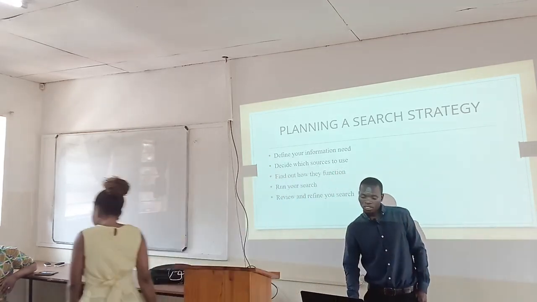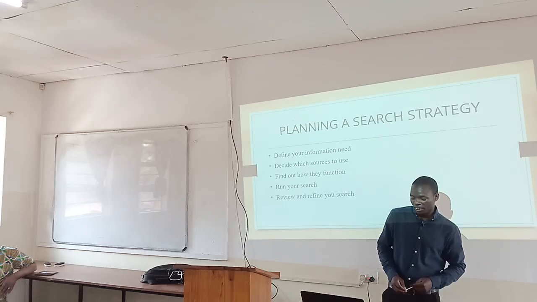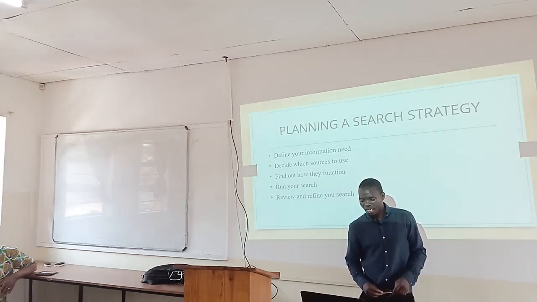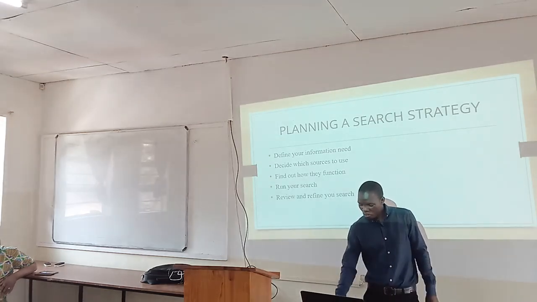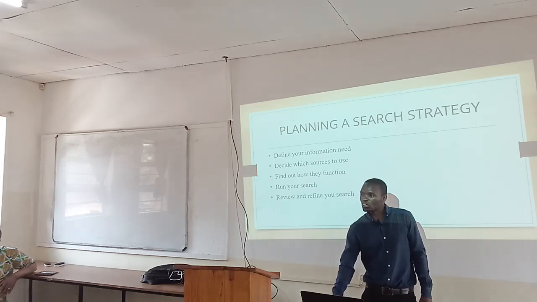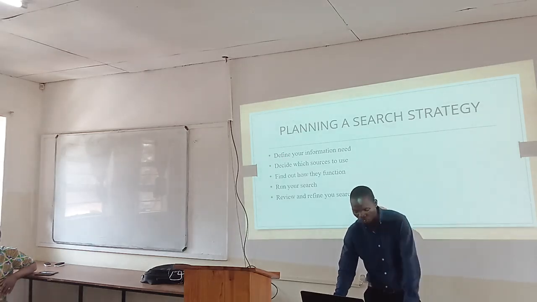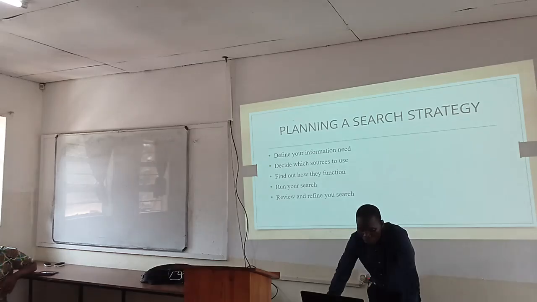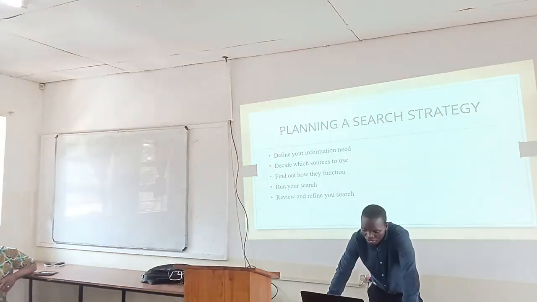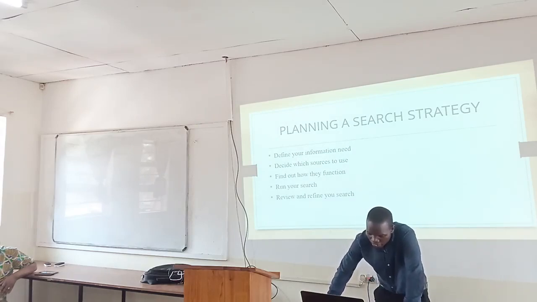This is very important, because if you don't know the aim and objective of your research, you may end up collecting wrong information, wrong data, and by the end of the day, you can come up with research that does not support your topic and objectives. Now, after planning the information that you are looking for, you sit down as a researcher. What are the sources that you are going to use? Are you going to use primary, secondary, or both? That is under planning a search strategy.